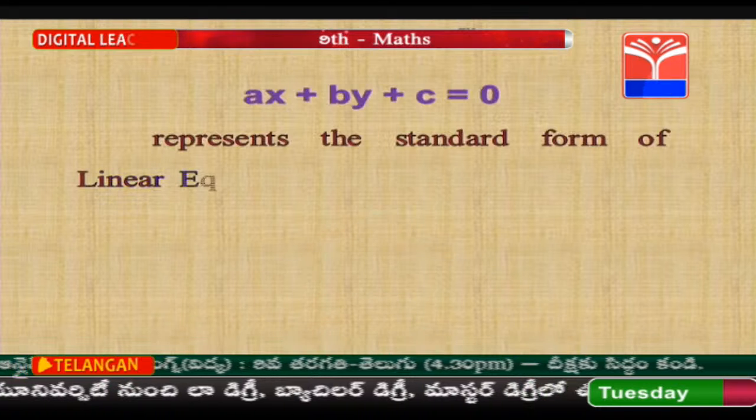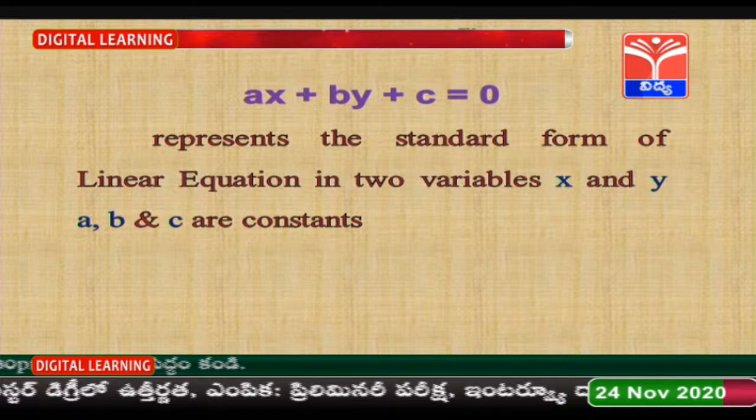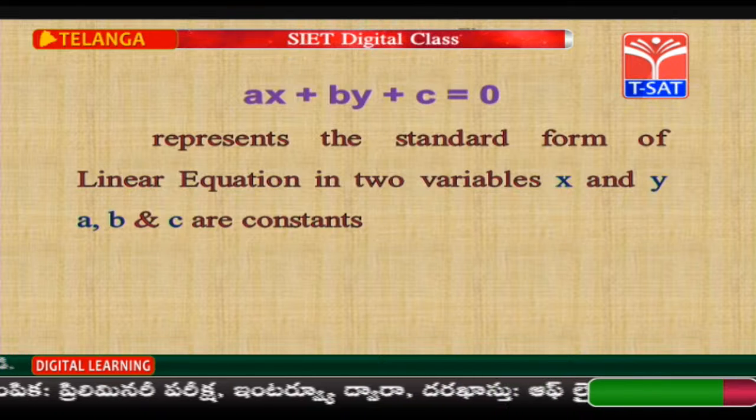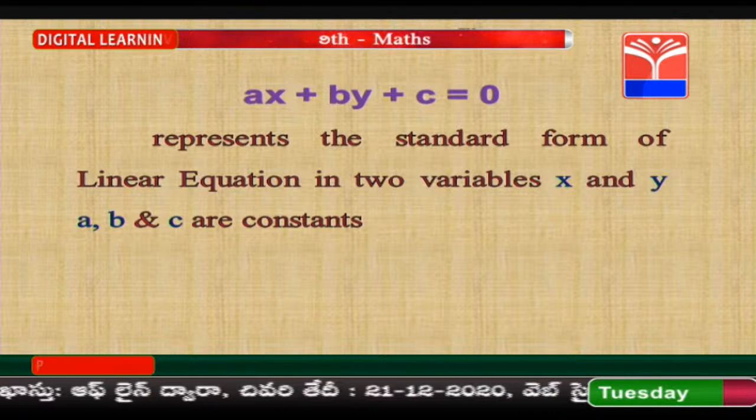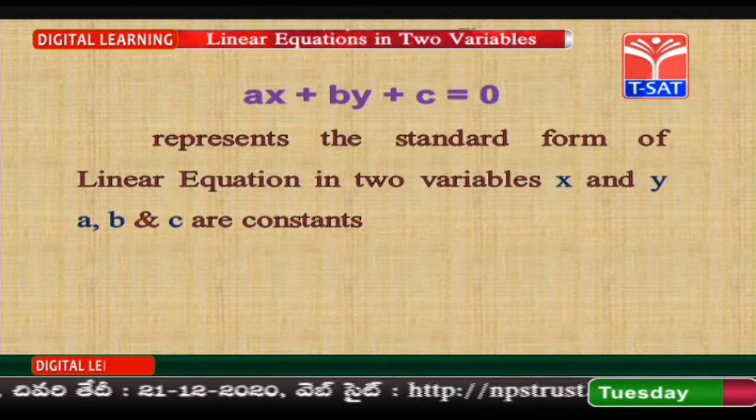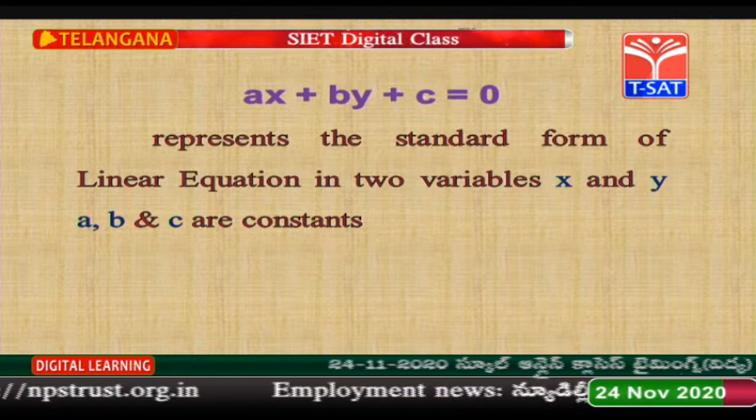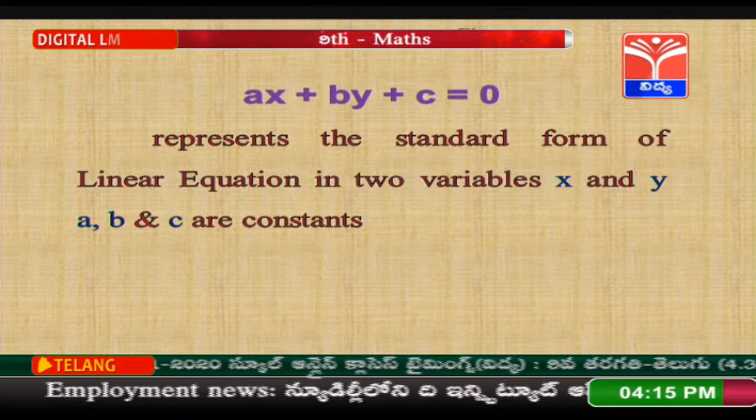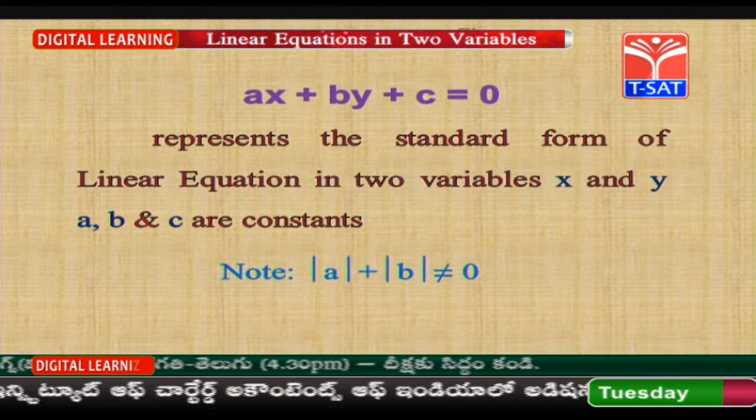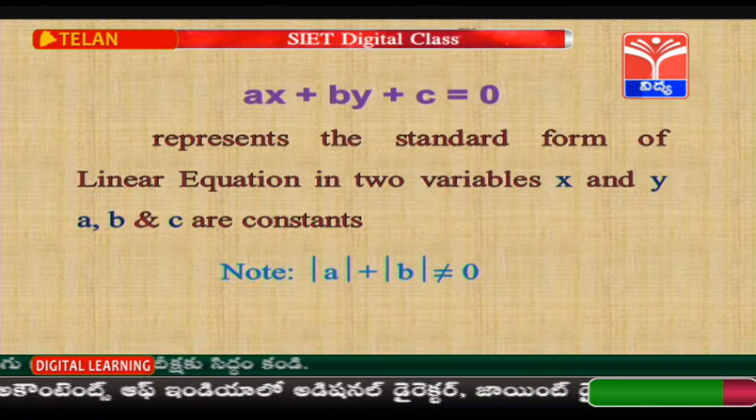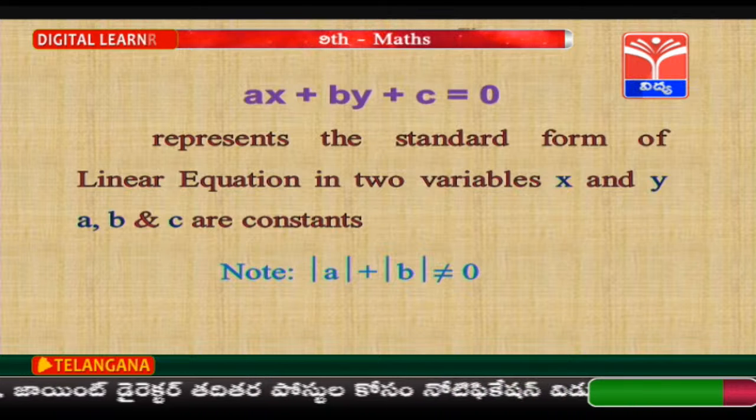Now, we discuss the standard form. What is the standard form? The standard form of representing a linear equation in two variables is ax plus by plus c is equal to 0. Now, is there any condition for this standard equation? Let us discuss. We have a condition, that is, modulus of a plus modulus of b should not be equal to 0.